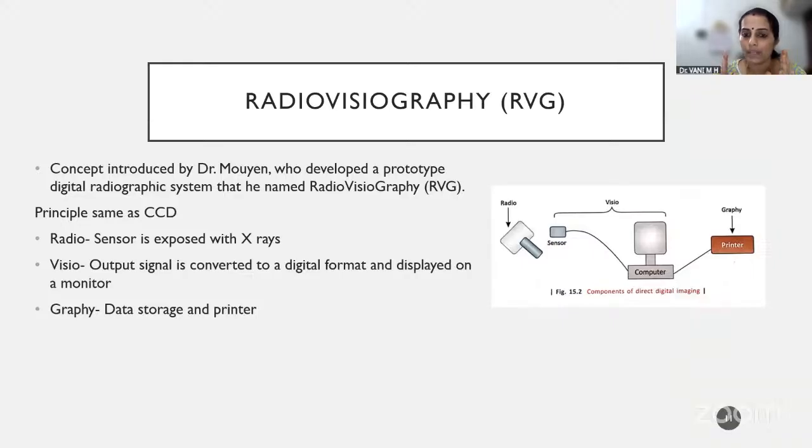So the principle of radiovisuography is the same as that of CCD. So when a question like this comes, you can put it under digital imaging only, highlighting how digital imaging works, then highlight the principle of CCD, because the principle of radiovisuography is the same as that of CCD. So such an answer should be highlighted like this. Try to include the point of what is radiovisuography. That is very important.